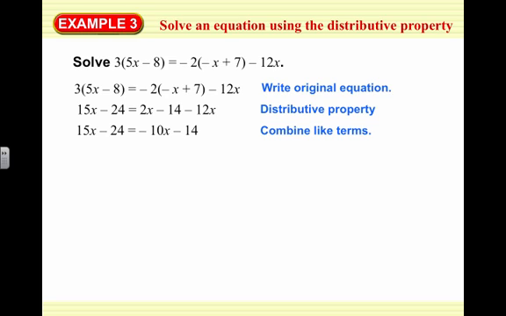All right, now we're ready to start moving. Let's go ahead and get our x's on the left-hand side by adding 10x to each side. So 15x plus 10x will give us 25x, and then we still have our minus 24 equals negative 14.